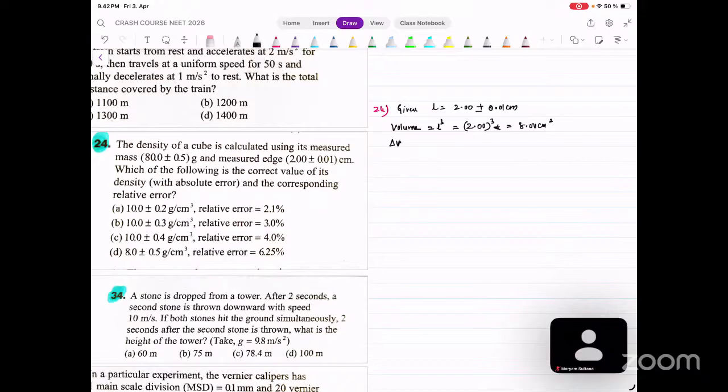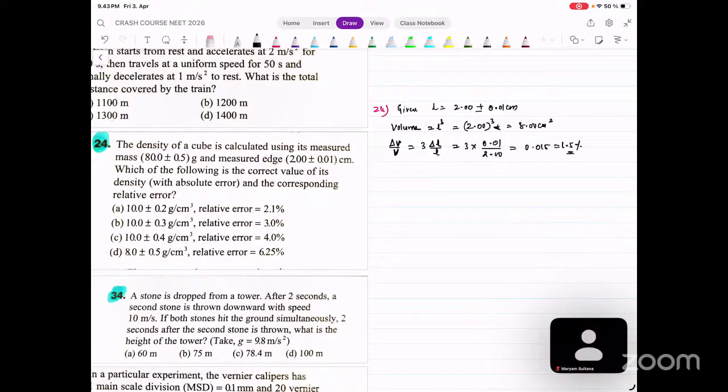रिलेटिव एरर इसमें निकाल रहे हो तो delta V divided by V will be equal to 3 times of delta L divided by L. So that is equal to 3 into delta L की वैल्यू कितनी है? 0.01 divided by length is how much for me? 2.00. So this will be equal to how much for me? 3 by 2 and 1.5. This is 0.015. That is approximately 1.5%.